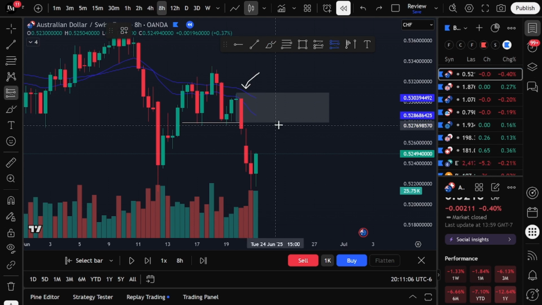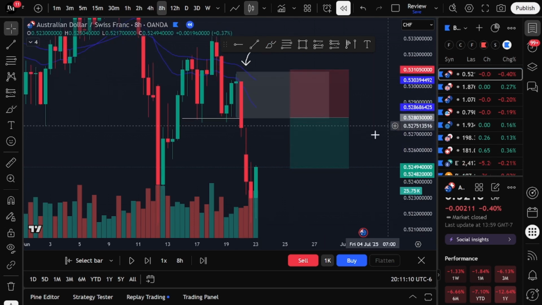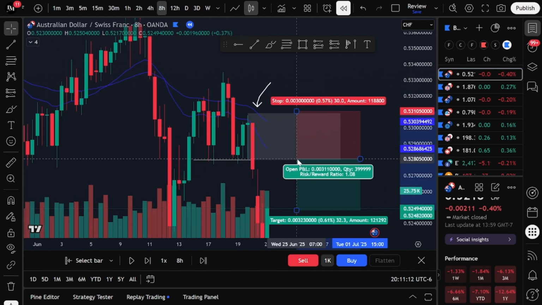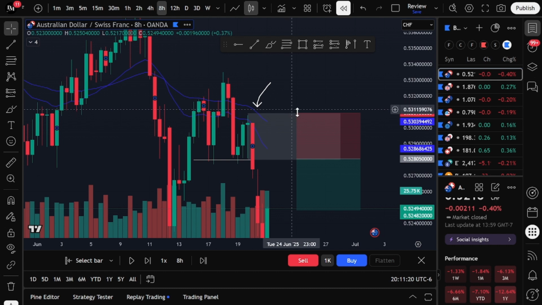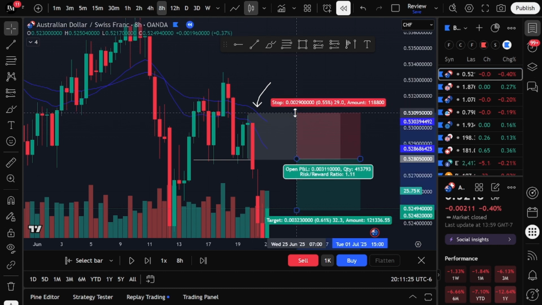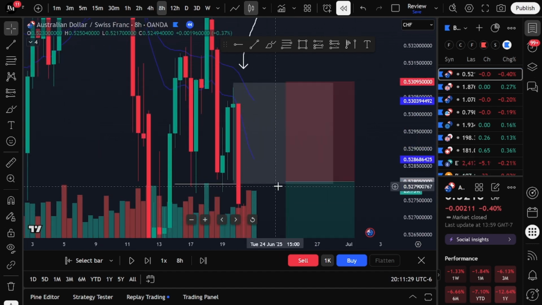So I seen this and I said, okay, I'm gonna look to get short here. I put my entry right at the bottom of that candle, and I put my stop loss right over the top of this candle, just for slippage or anything. You don't want to have it too tight because you'll get stopped out. So put it just a bit over, but not too high that it can affect your risk reward.